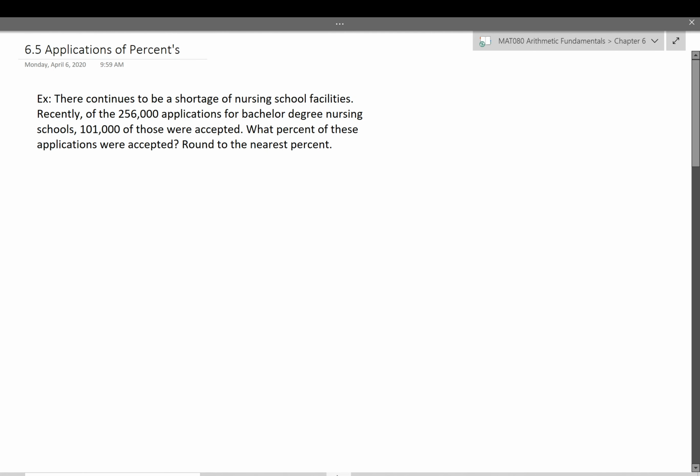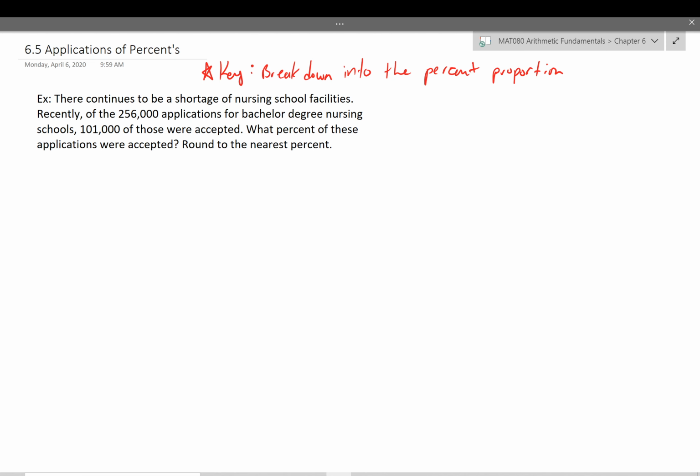Okay, good morning. Today we're going to talk about applications of percent. And to be honest with you, this is just nothing but word problems. The key to this is to be able to break the problem down into that percent proportion. So what we're going to have to do is read the problem, take out the important information, and just set up our equation. That's it. Okay? So let's look at this first one here.